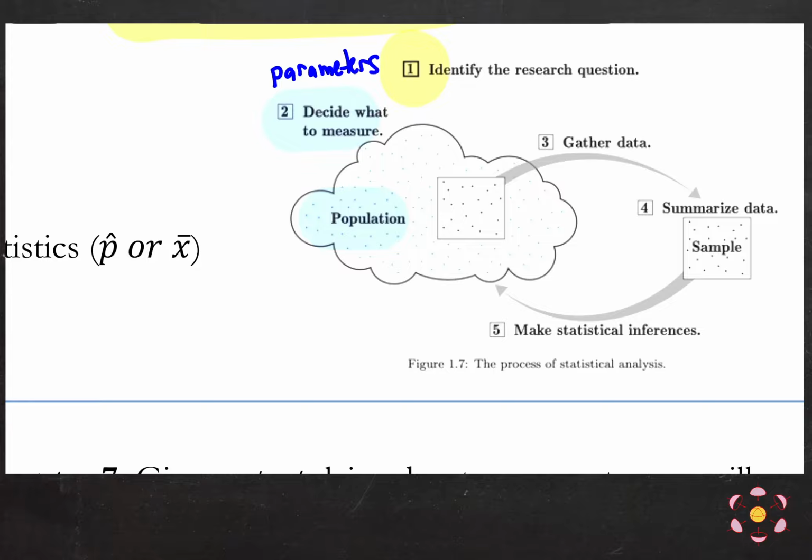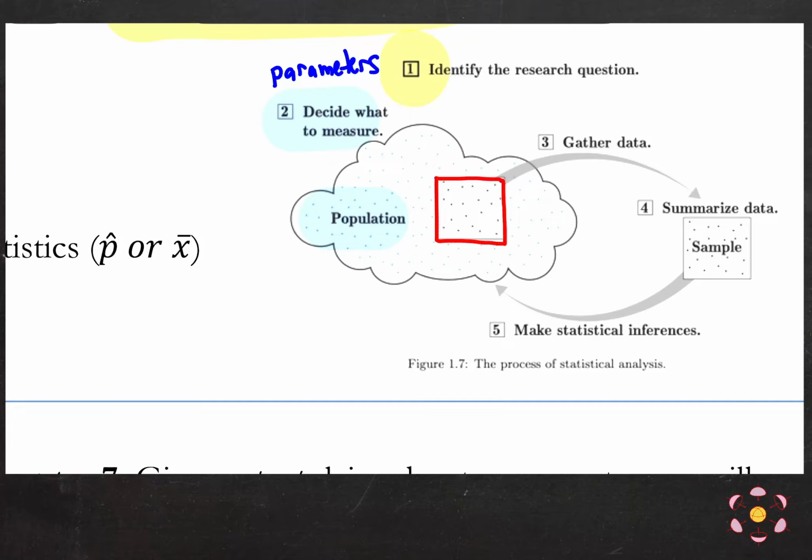For example, let's say we want to know the proportion of US residents who agree with the president. That's a proportion, and we would ask every US resident. That would be the population. Of course, it's usually impossible to collect and measure that parameter. However, what we do is we collect a sample.